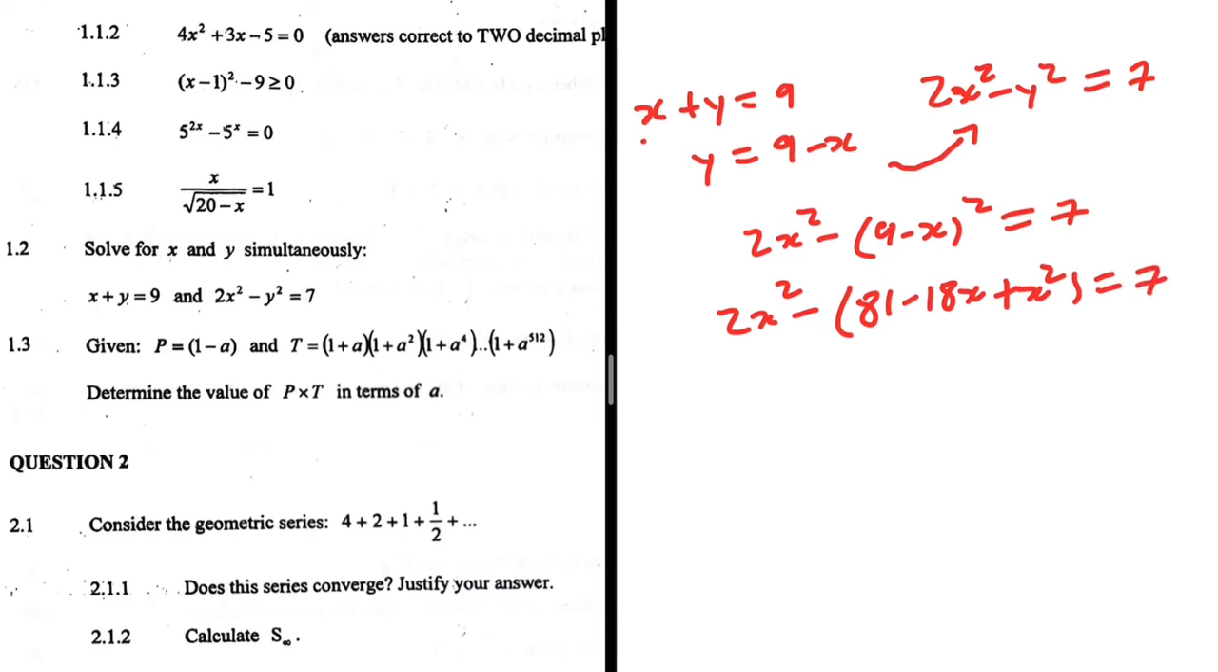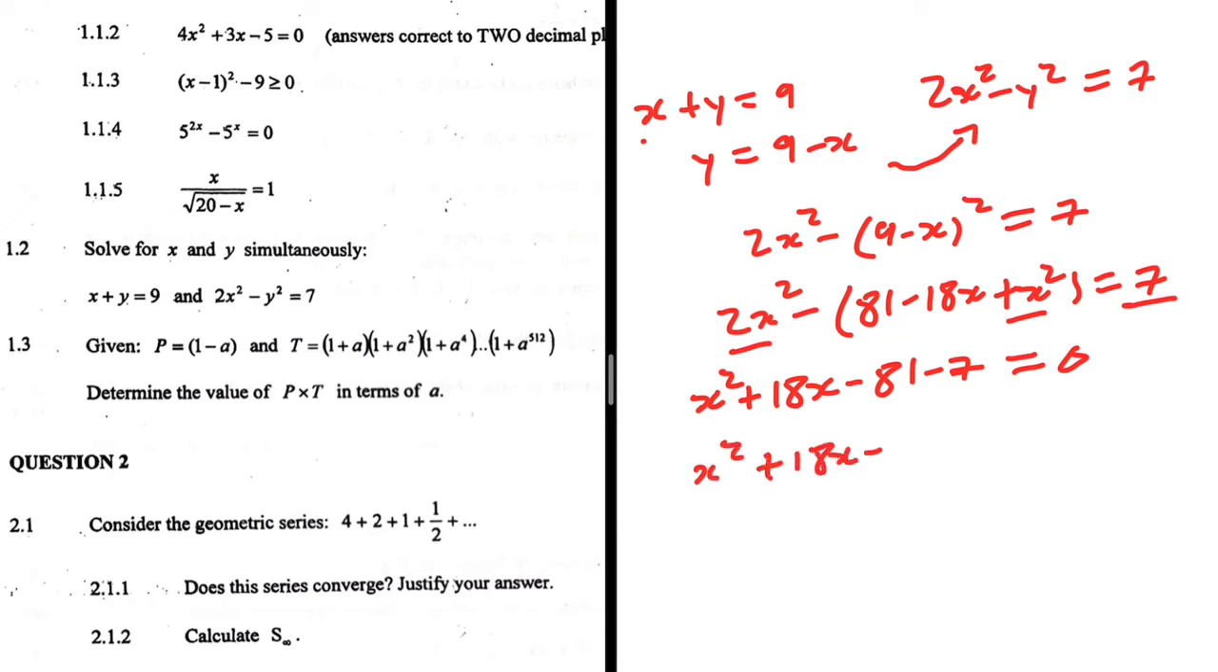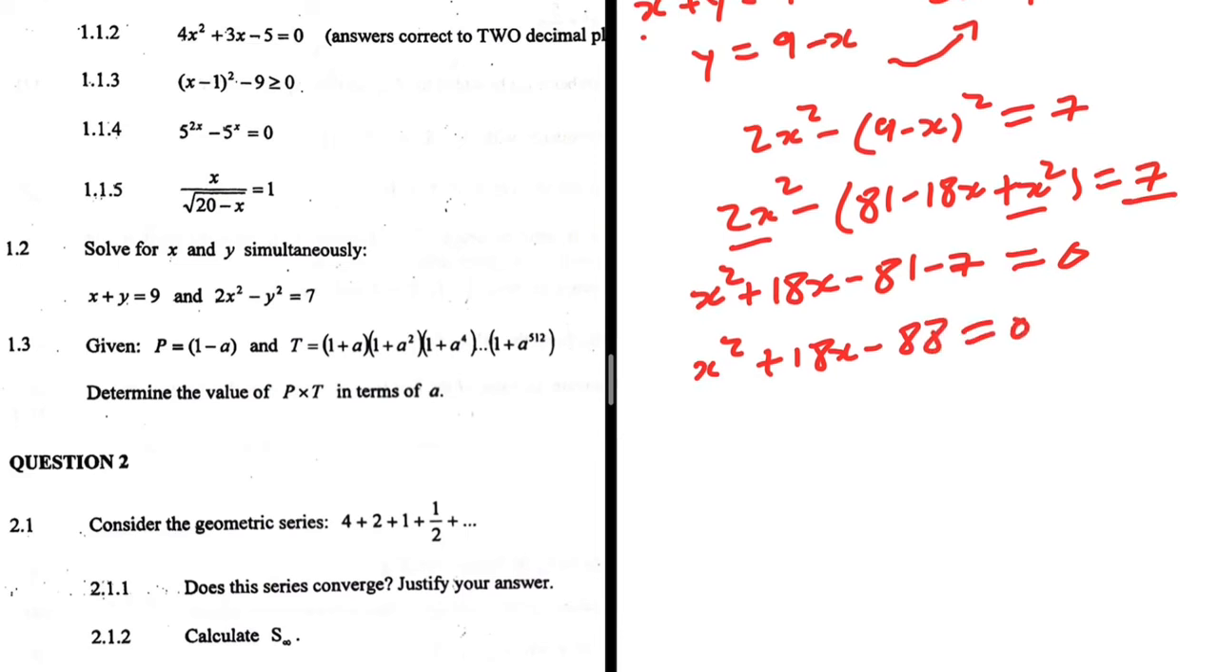So we're going to have 2x squared minus x squared, so that is x squared. And then minus, well, plus 18x when you take it out of the bracket. And then minus 81. We take 7 to the left-hand side, we get minus 7. This is all equal to 0. So we have x squared plus 18x minus 88 equal to 0. So let's go ahead and see if we can actually factorize that.